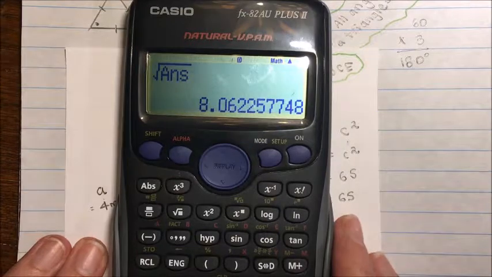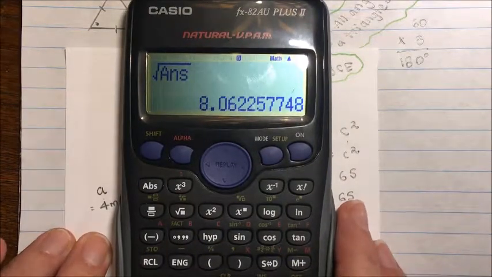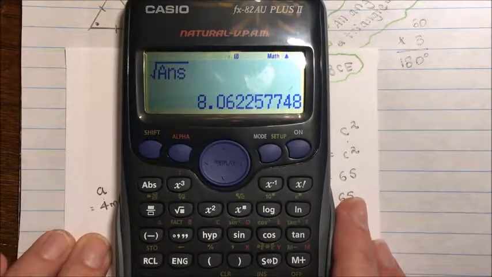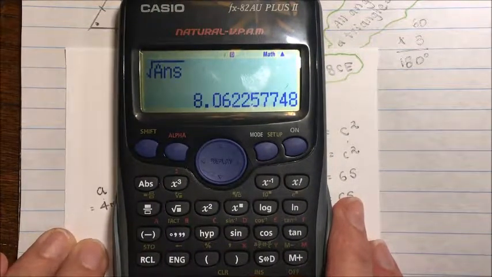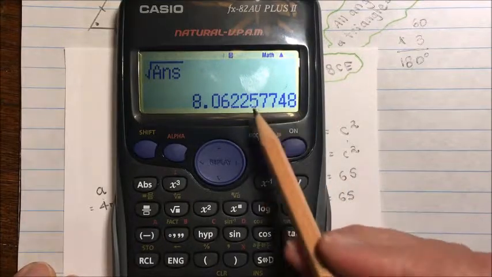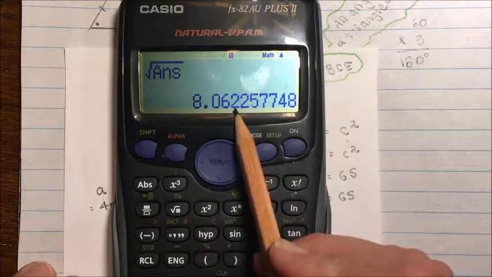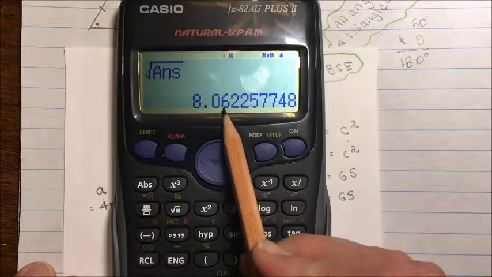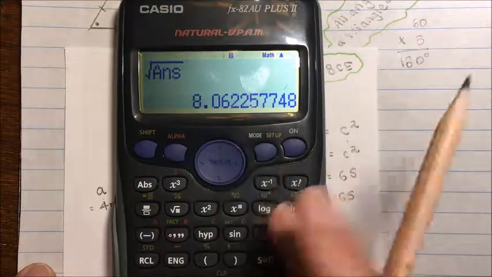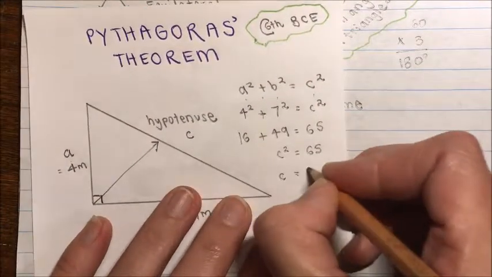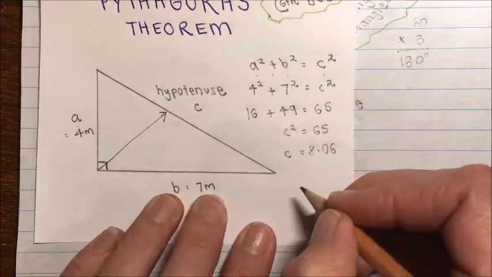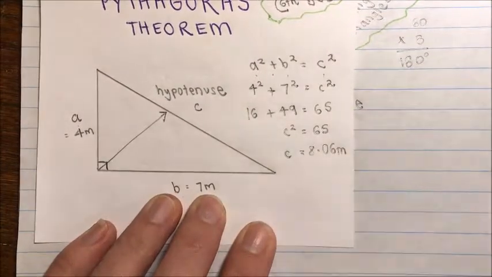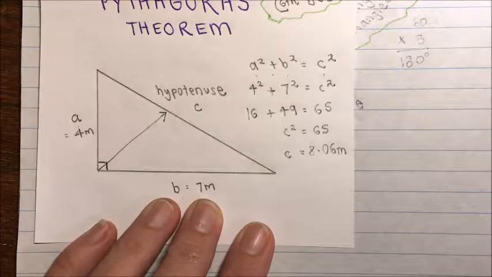8.06222, and so on. Just a little reminder, we're going to round this to 2 decimal places, which is usually what you do, but make sure you read questions carefully. So I look at the 3rd decimal place, it's below 5, so the 2nd decimal place stays the same. Therefore, C equals 8.06, and here's our little sign, meters. Don't forget your units.